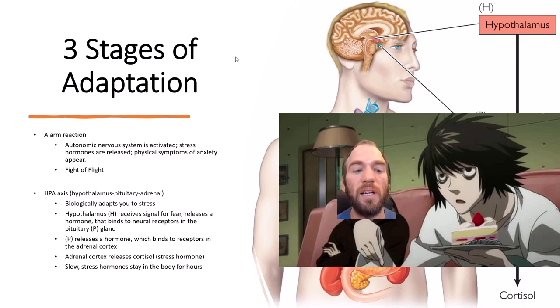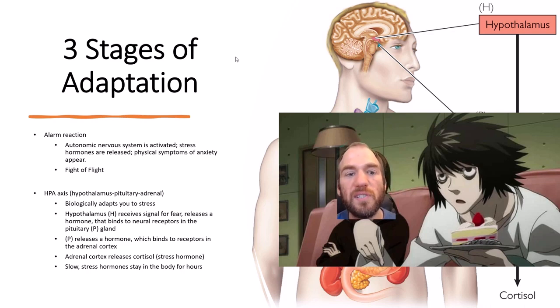The HPA axis, the hypothalamus pituitary adrenal axis, it stands for, biologically adapts you to stress. The hypothalamus, H, receives a signal for fear and releases a hormone that binds to neuroreceptors in the pituitary gland. P, the pituitary gland, releases a hormone which binds to receptors in the adrenal cortex. The adrenal cortex releases cortisol, which is a stress hormone. Slow stress hormones stay in the body for hours.